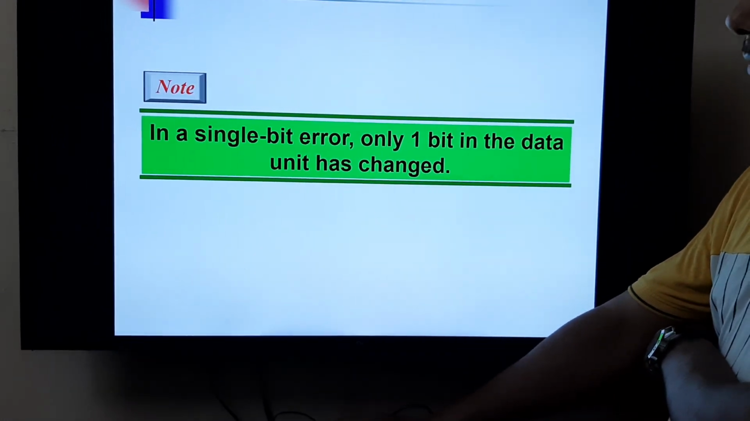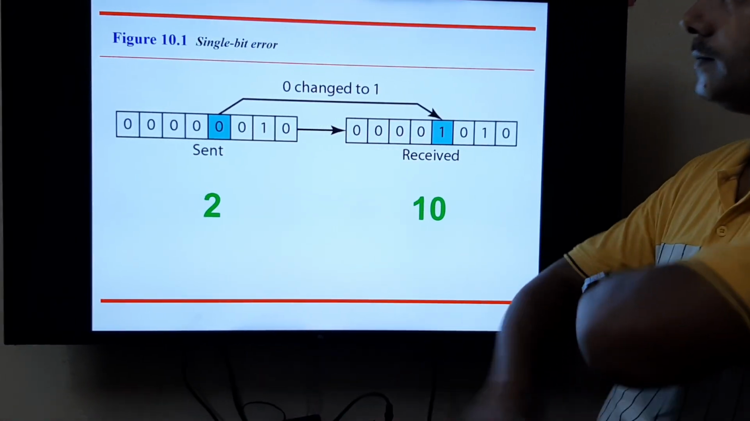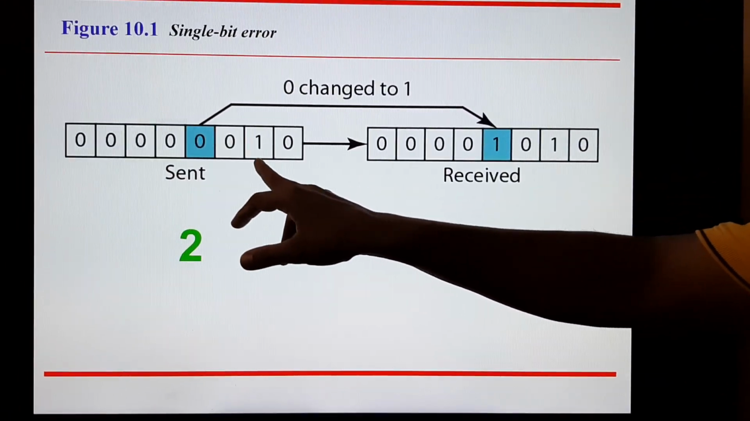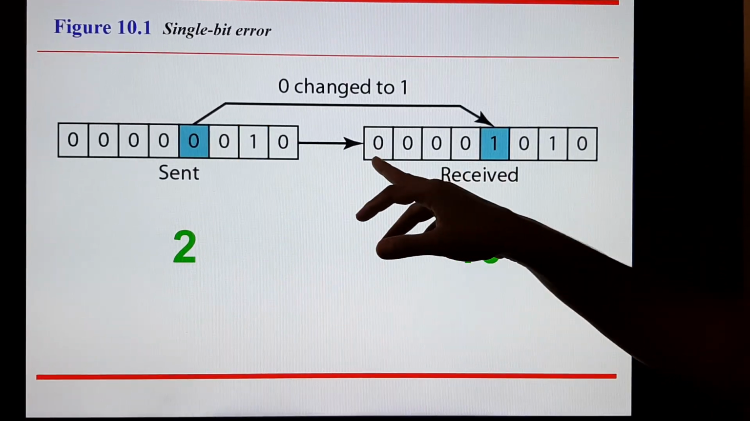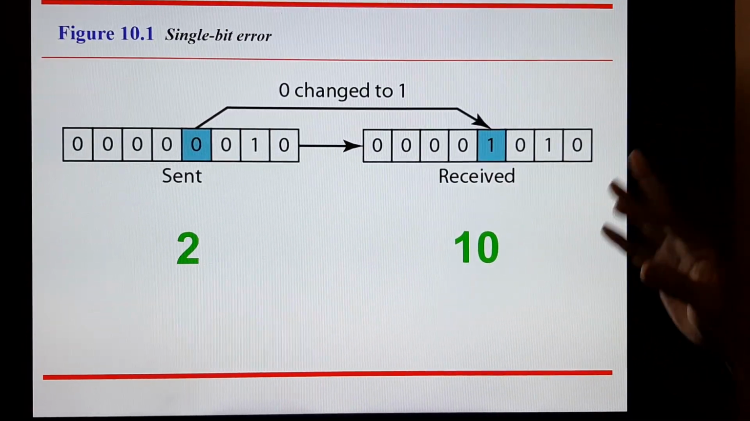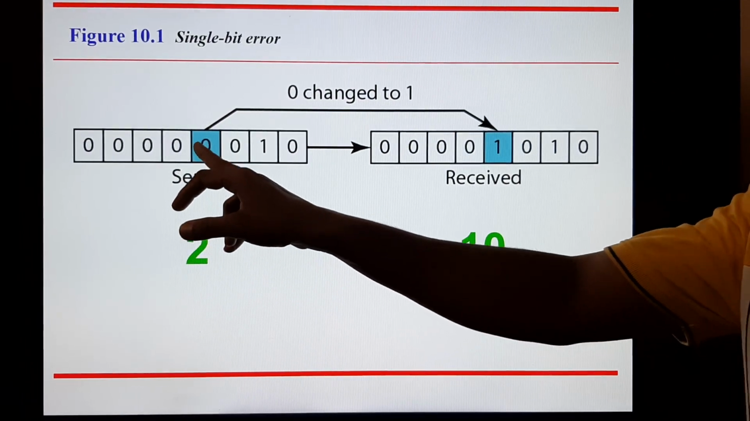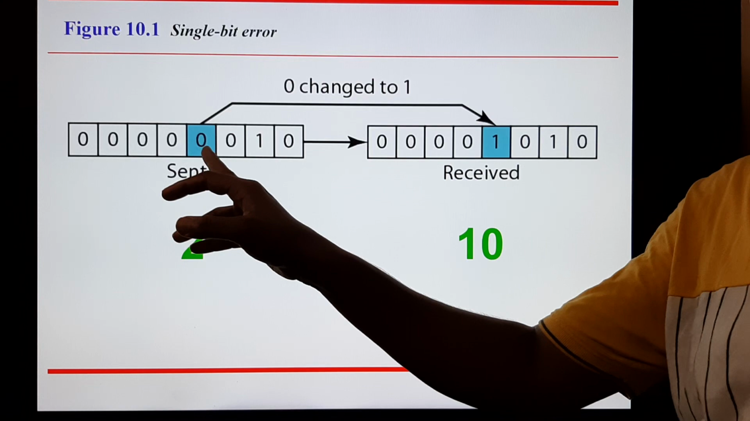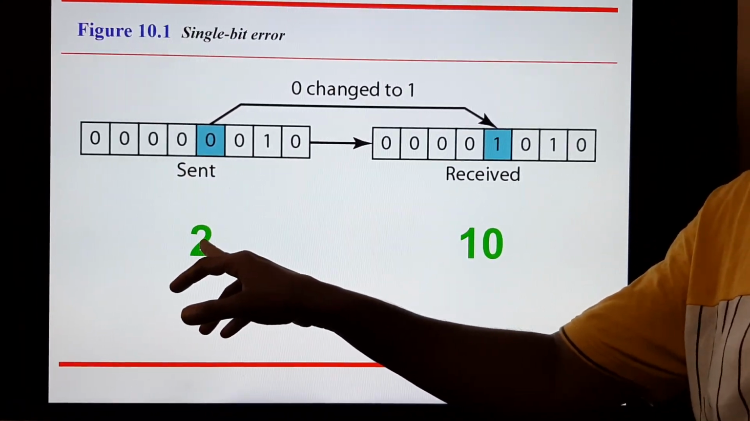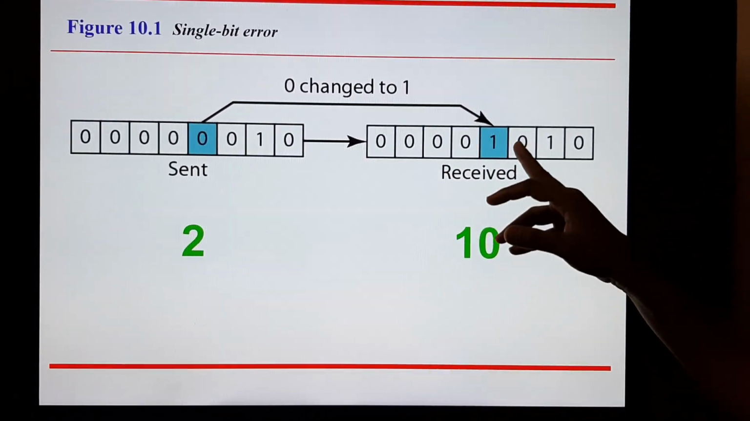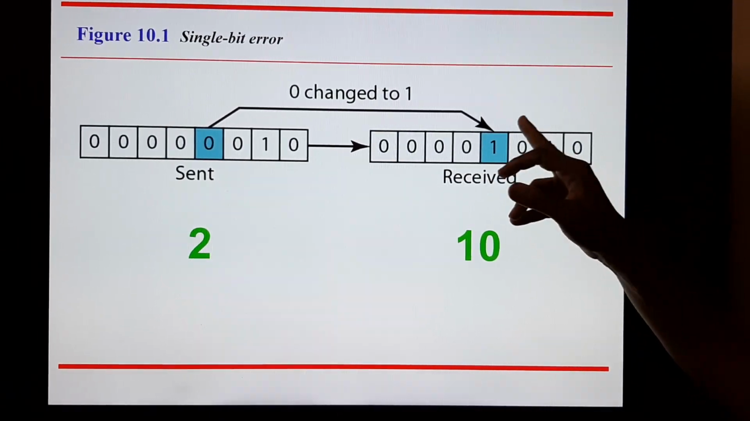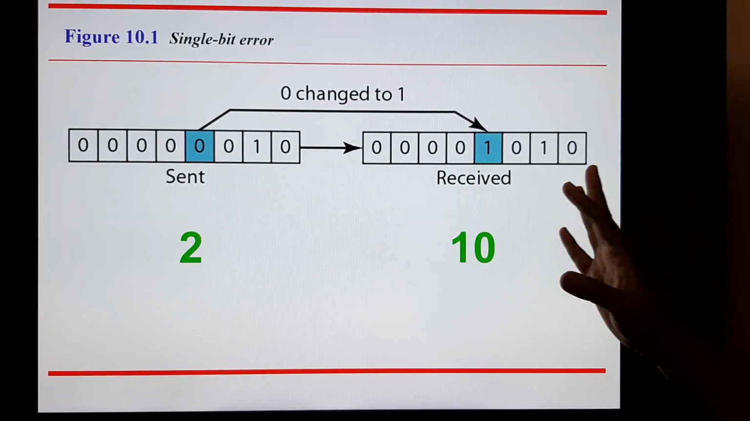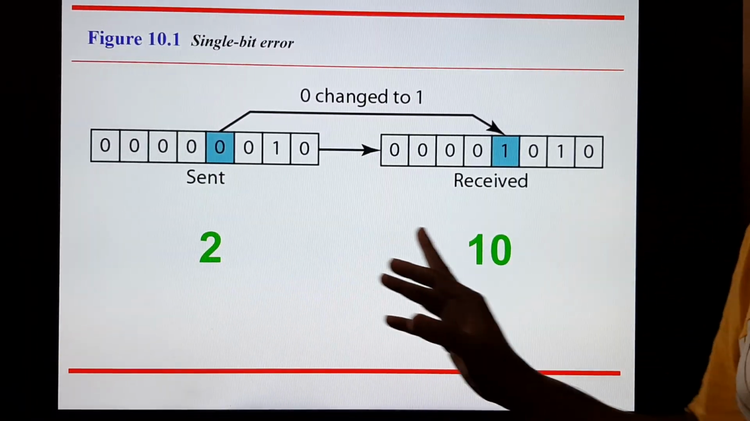Let's see one example. This one is the data sent from the sender side. At the receiver side, this one is received. Only one bit has been changed. So what will be the output? The input is 2. At the receiver side, due to single bit error, the resultant output is 10. It's a huge difference. How? This is 2 and this is 10.